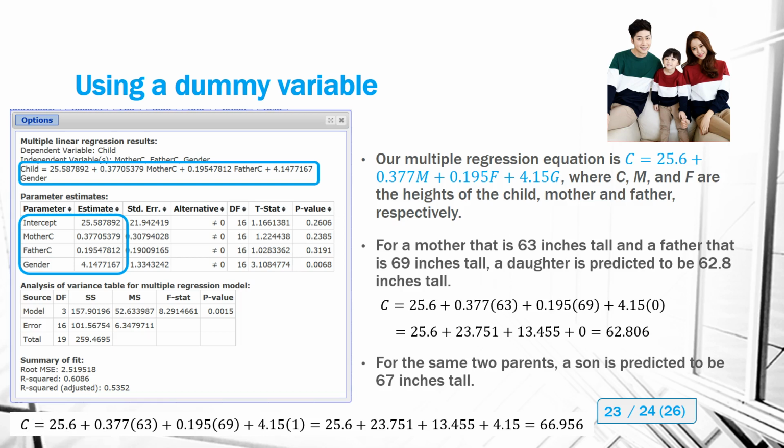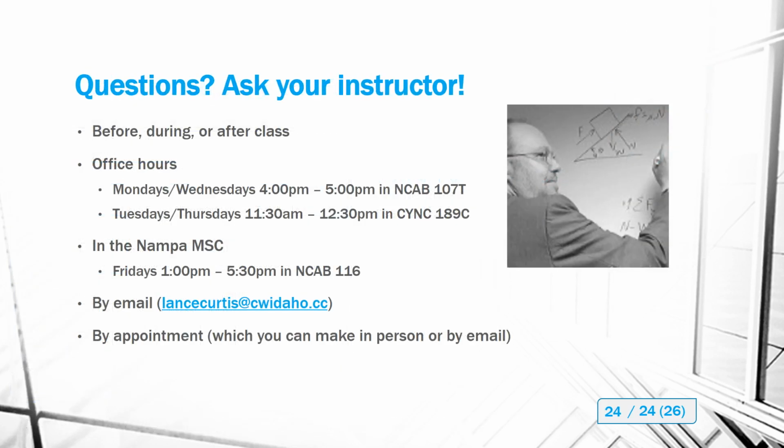So this is the way that dummy variables are used in a multiple regression equation. And that brings us to the end of this lecture.